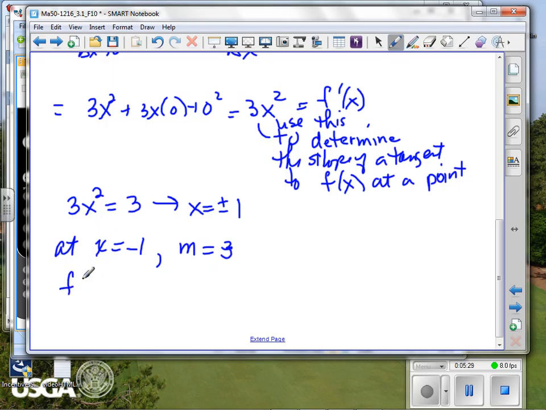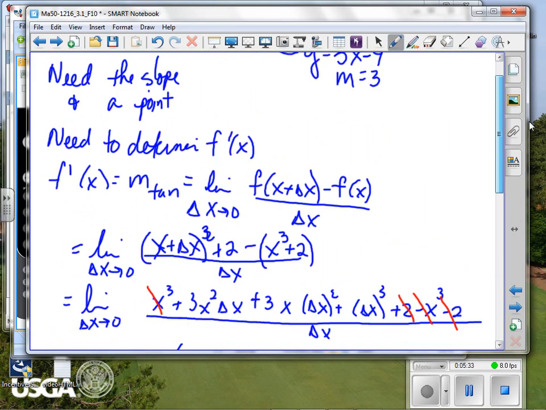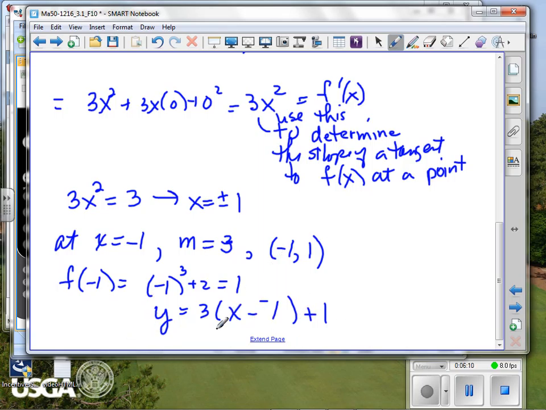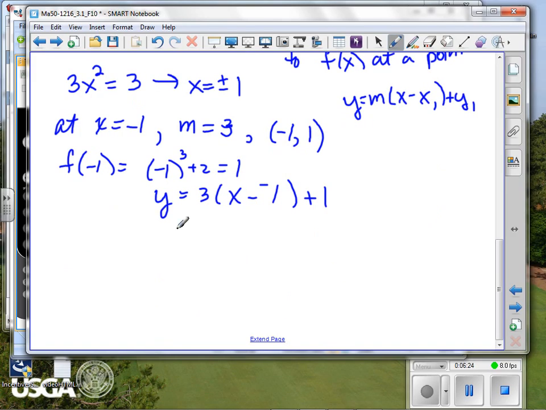At x equaling negative 1, what is f of negative 1? X cubed plus 2. So that must be negative 1 cubed plus 2, or 1. So what did we say we need to write the equation of a line? A slope and a point. So if I have y equals 3, the quantity x minus a negative 1, plus 1, where did all that stuff come from? Hopefully you're saying it came from this: y equals m, the quantity x minus x1, plus y1. Remember that form of the equation of a line? Same thing. I'm getting y equals 3x, this would be plus 3 plus 1. So y equals 3x plus 4.